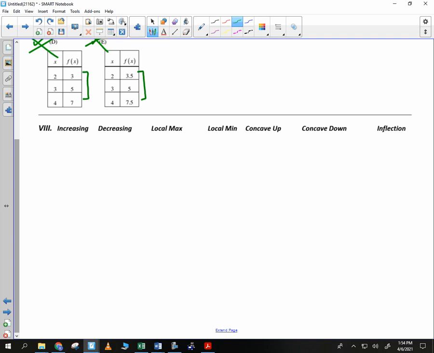Okay, we'll have time to look at this one last piece here. Increasing for functions means f prime is greater than 0. If the first derivative is greater than 0, then it's increasing. If f prime is less than 0, it is decreasing. You remember this, if you have a local maximum, f prime changes from positive to negative. And if there's a local min, f prime changes from negative to positive.